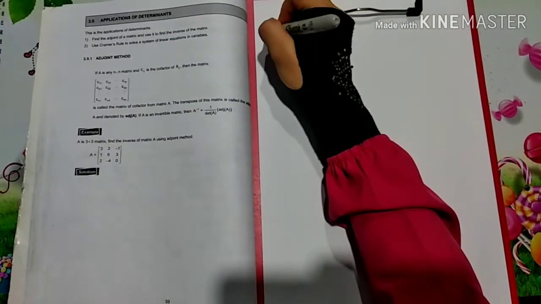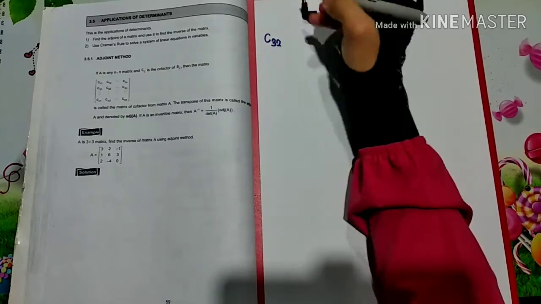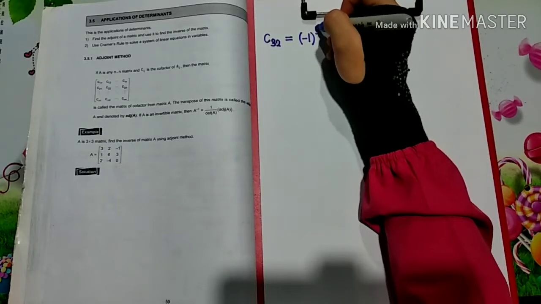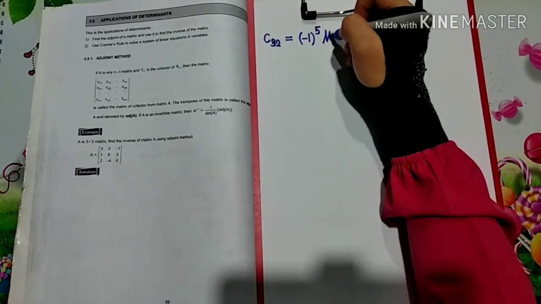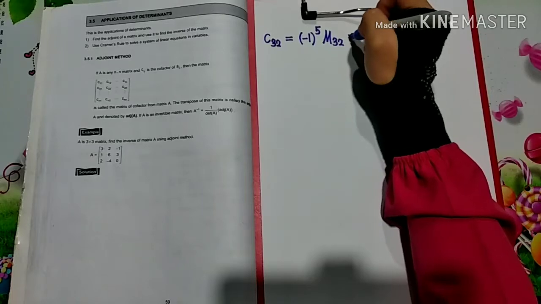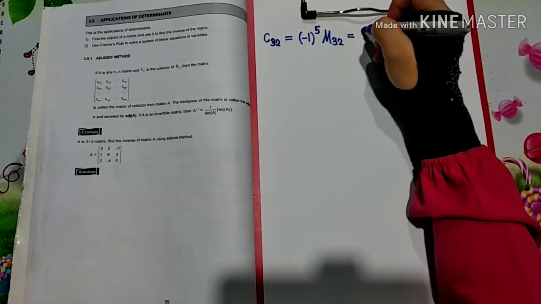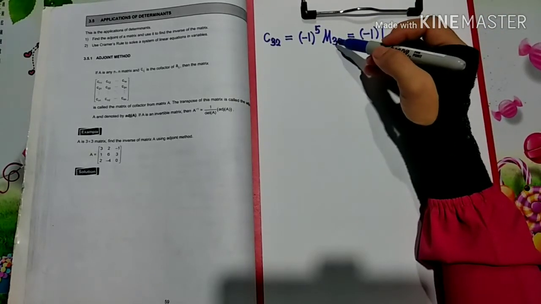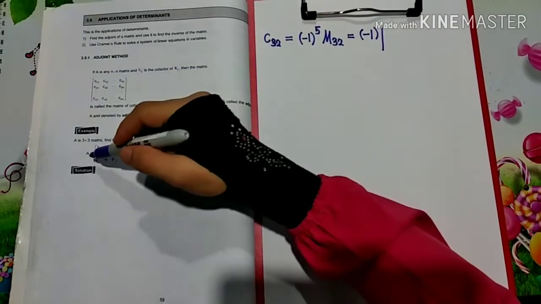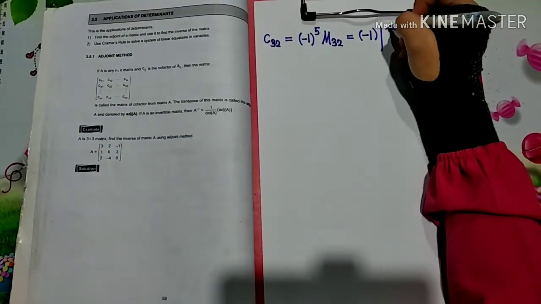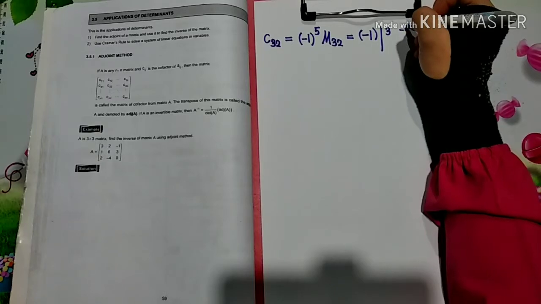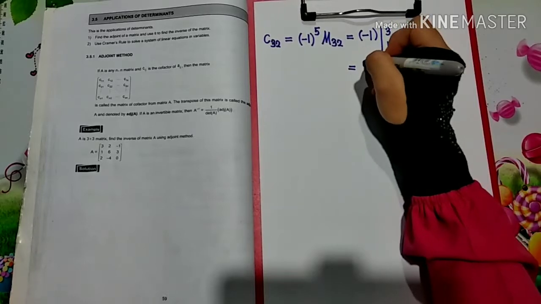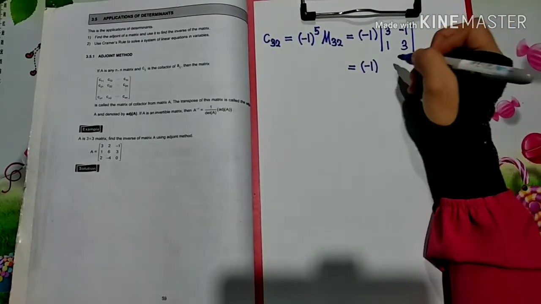Alright, next, C32 equal to negative 1 power 5, 3 plus 2, M32 equal to negative 1 power 5, negative 1, M32. We delete third row, second column. Third row, second column. So you will only be left with 3, negative 1, 1, 3. So we solve to get C32.